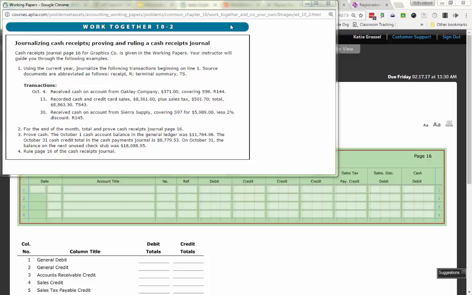So we have our directions for 10-2. It says cash receipts journal, page 16 for Graphics Company, given in the working papers. Your wonderful instructor is going to guide you through this example. So we're going to use the current year and journalize the following transactions on line 1. Source documents are abbreviated as follows: R for receipt and TS for terminal summary. So we're going ahead and recording these as of October 4th.